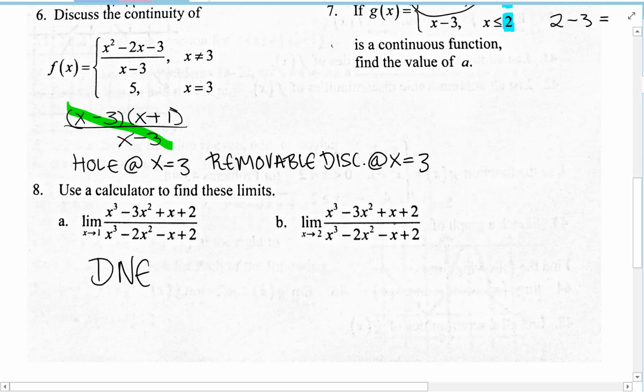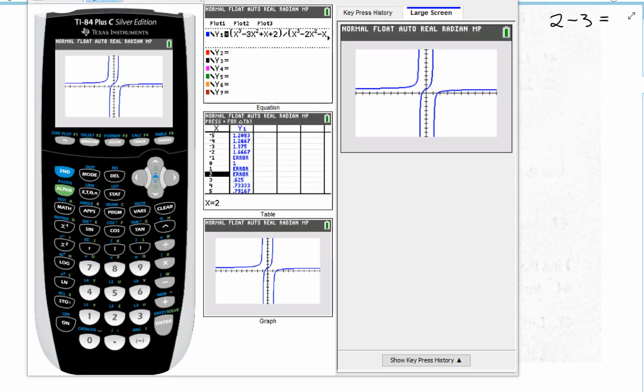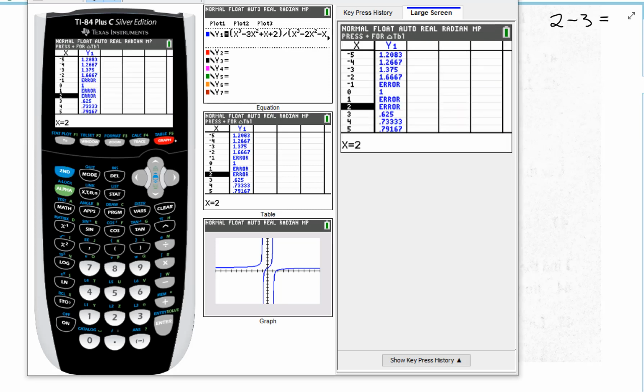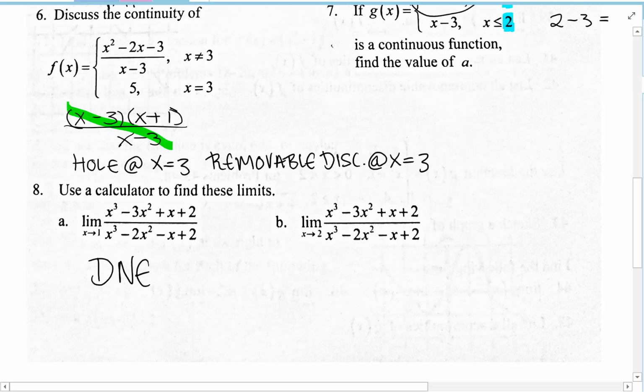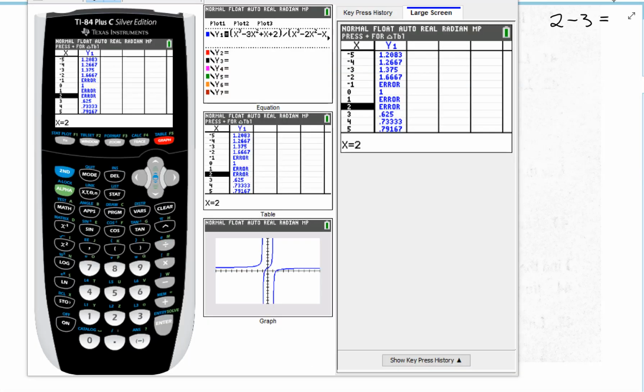Here's the same rational function. They want to know the limit as x approaches 2. That looks like it might actually be a value. So I'm going to go to the table and see what it is. Second graph gets me to the table. And what is the y value? Error. So the table is not helping me. The graph is not helping me.